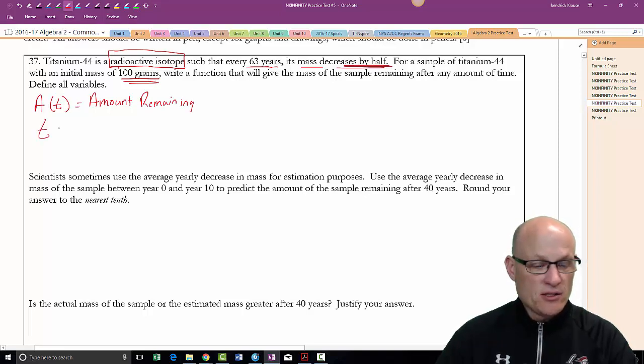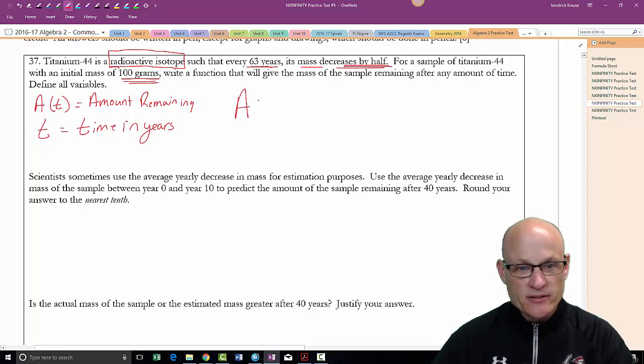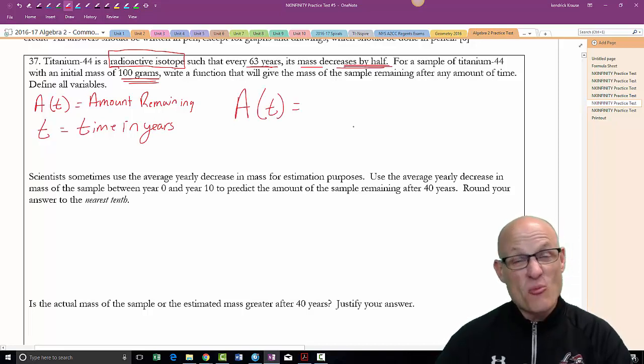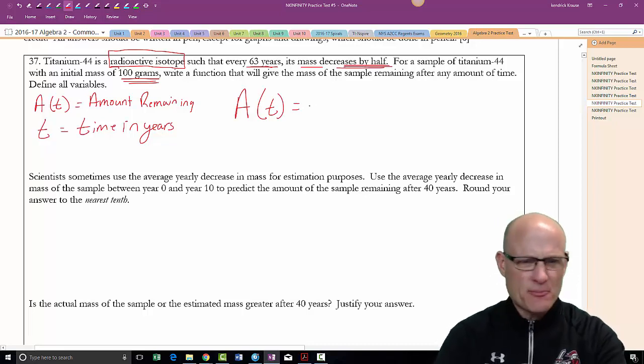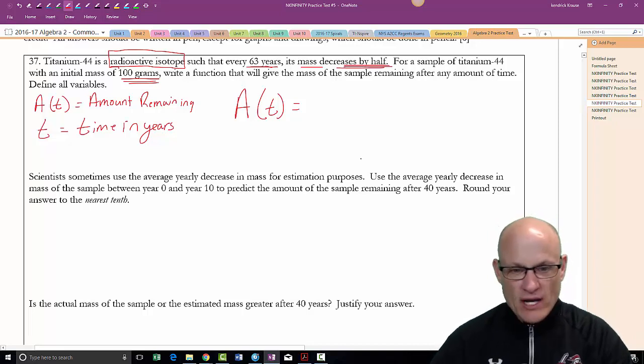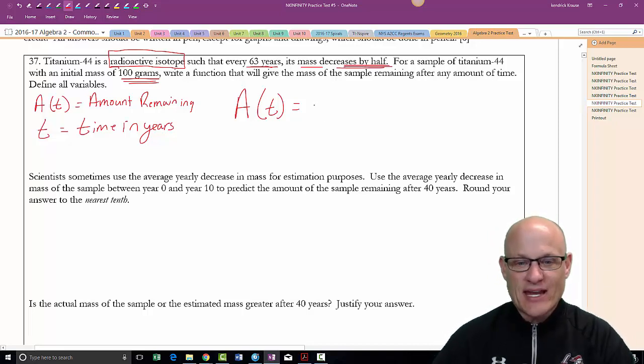And t will equal the time in years. Now, A of t is equal to, now half-life formulas are almost always done the same way. By the way, this would be the same thing if they did doubling, tripling, quadrupling, whatever. Half-lives just always have the same kind of format.